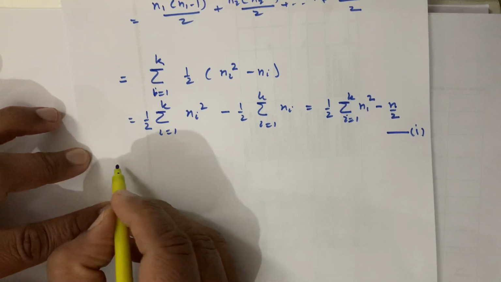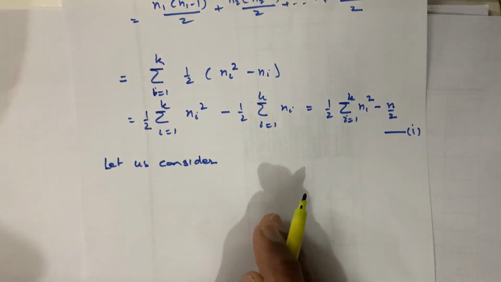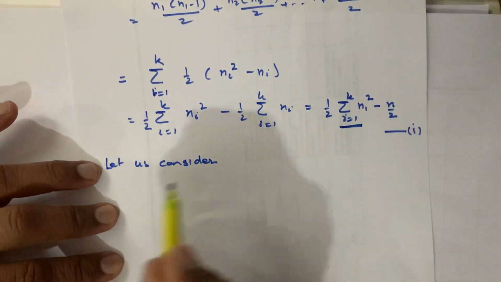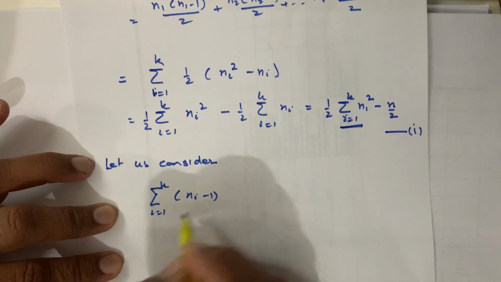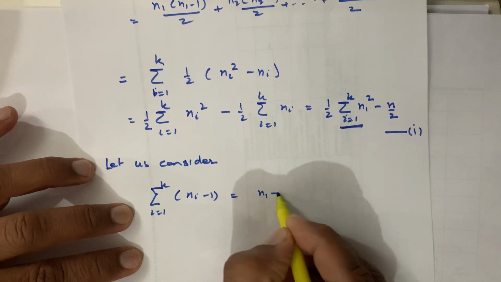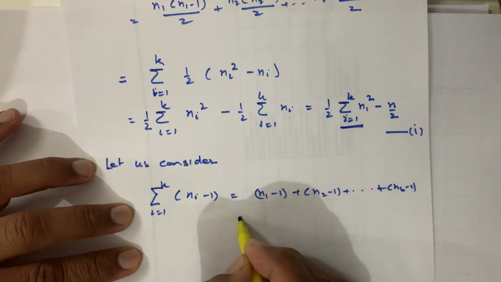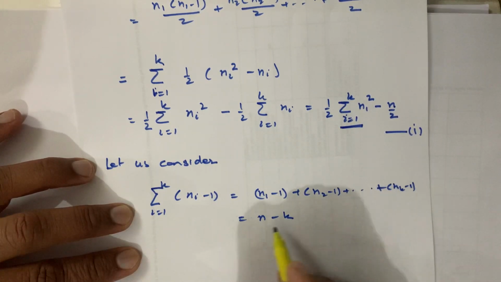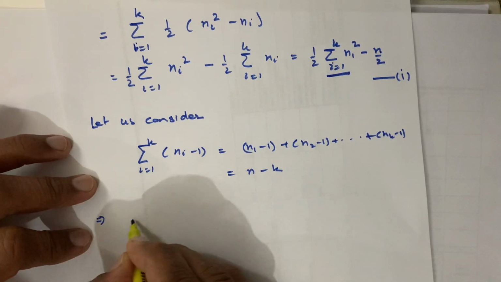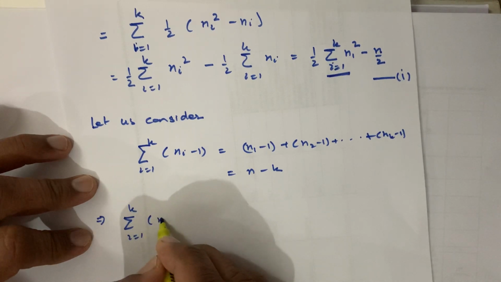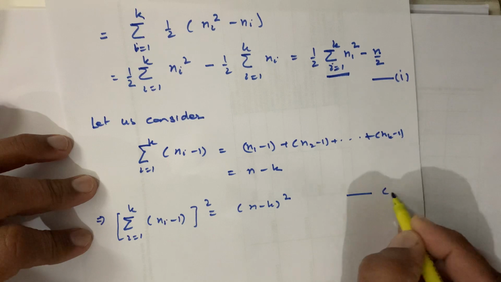Now let us consider, actually we want to find the value of this one, so we have to consider summation i is equal to 1 to k of ni minus 1. So this one is actually n1 minus 1 plus n2 minus 1 and plus nk minus 1, and this is nothing but n minus k. 1 1 1 k टाइम्स है तो k हो जाएगा, और n1 plus n2 plus nk का सम n होता है अपने पास, so we will get this one. So this implies summation i is equal to 1 to k of ni minus 1, whole square is equal to n minus k का whole square. इसको अपन 2 नंबर ले लेते हैं.